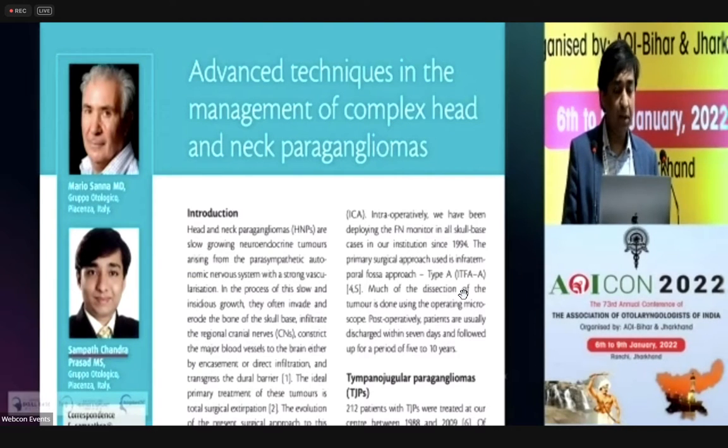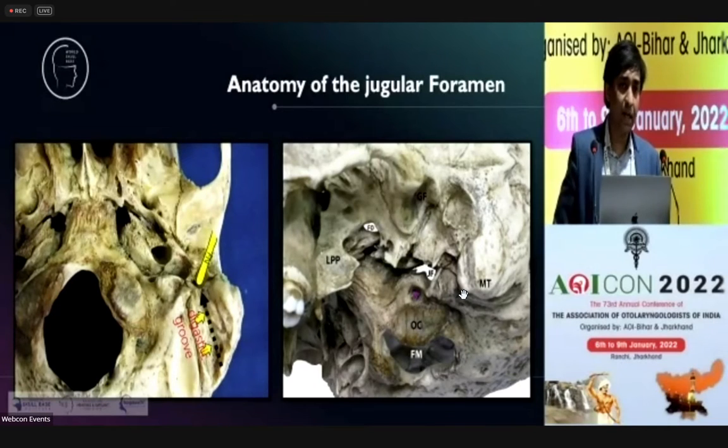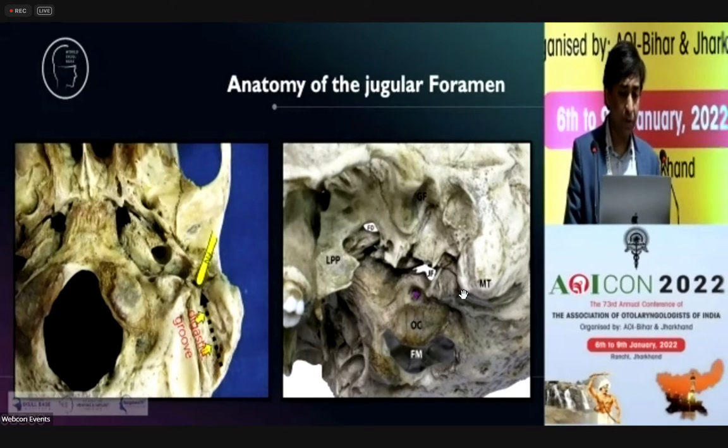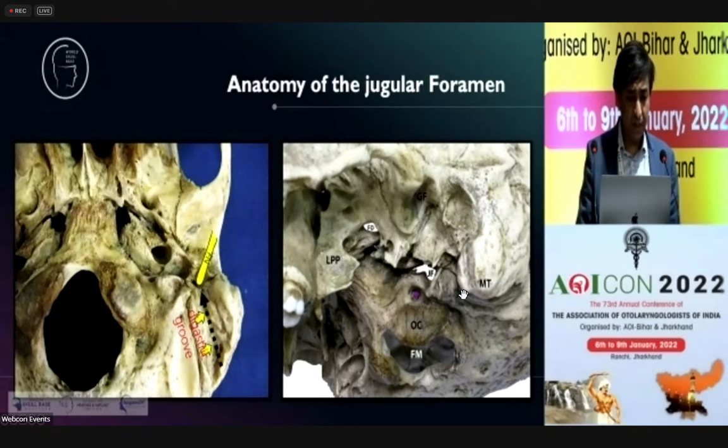So I pay my tributes to Mario, who's been my guru, my friend, philosopher, and guide throughout my 7 years of training in Europe. A lot of what I am today is attributed to what he has trained and done out of me. The anatomy of the jugular foramen is quite a complex area. You see this slide that shows the inferior view and the lateral view of the skull base. From lateral to medial, we have the tympanic bone, the stylomastoid foramen through which the facial nerve comes out, the digastric ridge, and medial to the mastoid tip, the jugular foramen, the neural compartment for the 9th, 10th, and 11th cranial nerves. You can see a small shadow of a foramen here, which is for the 12th cranial nerve.